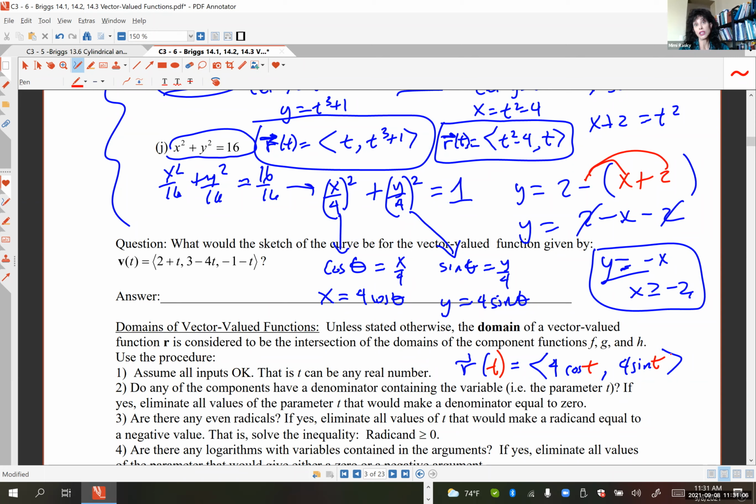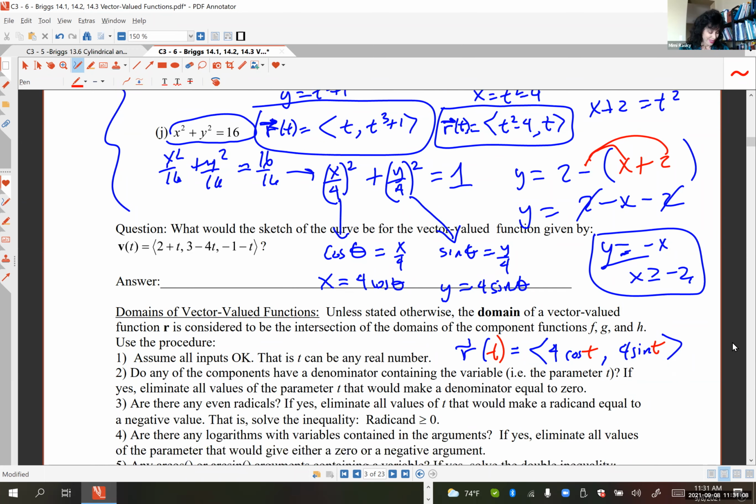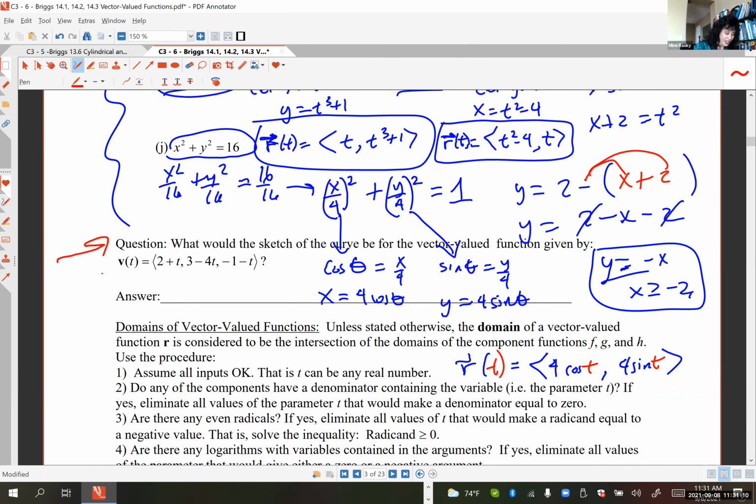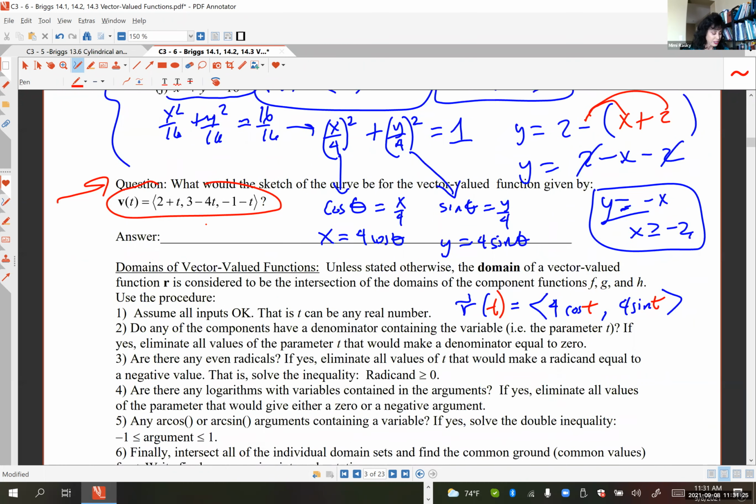It's still going to be legit. Okay. Now, quick review question before we do domains. What if somebody wanted you to sketch this vector valued function without sketching it? Like, don't go to GeoGebra or anything, okay, folks? Just look at it, look at the components, and if you had to, write them out.